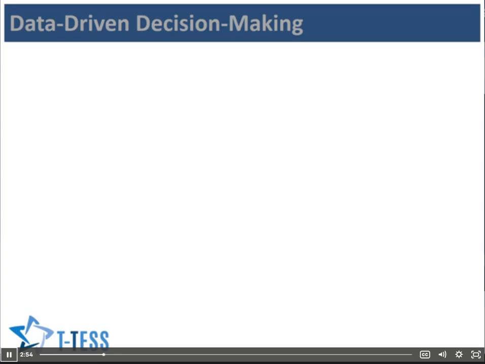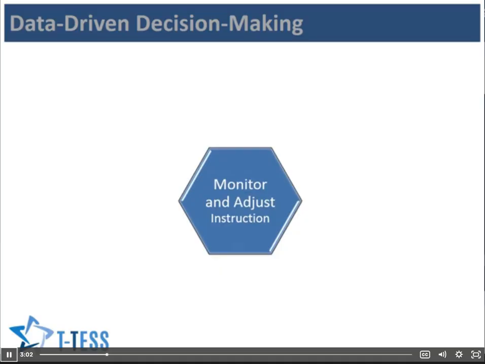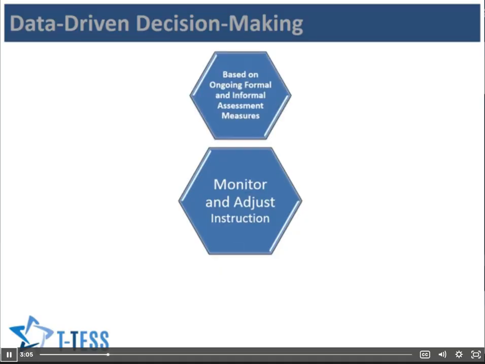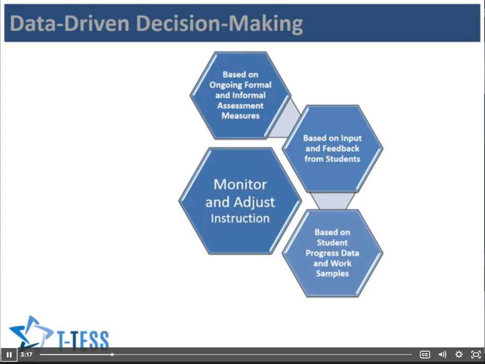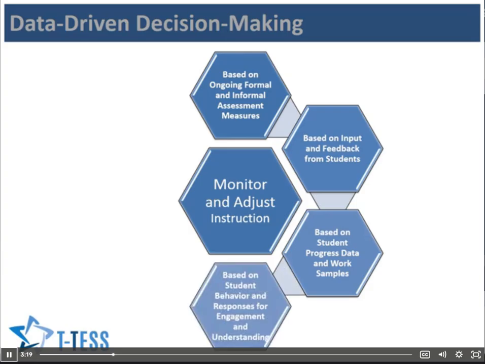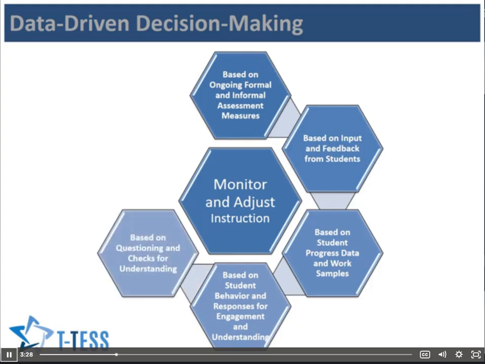We're now thinking about data-driven decision-making as it applies to classroom instruction and specifically the Monitor and Adjust dimension. When we think about how we monitor and adjust instruction, we do this based on ongoing formal and informal assessment measures, also based on input and feedback from students, based on student progress data and work samples, based on student behavior and responses for engagement and understanding, based on questioning and checks for understanding, and finally, based on differences in student needs and learning.